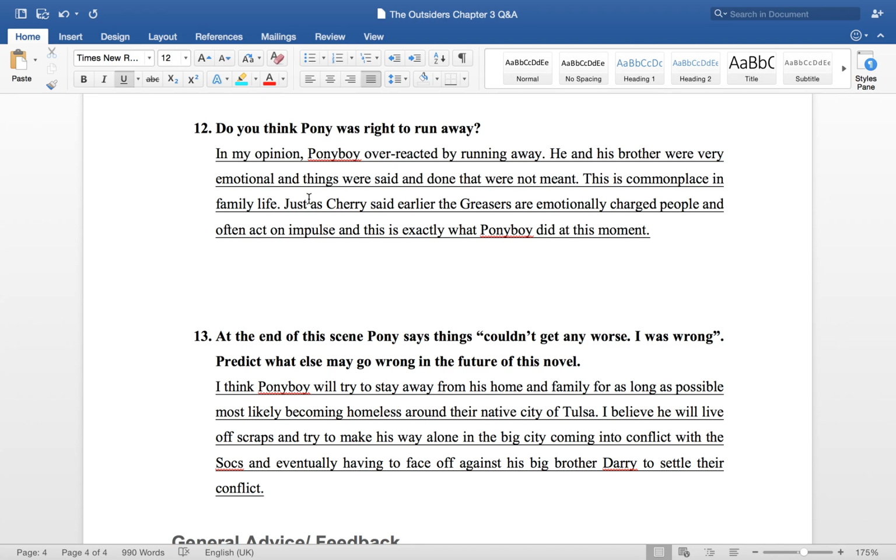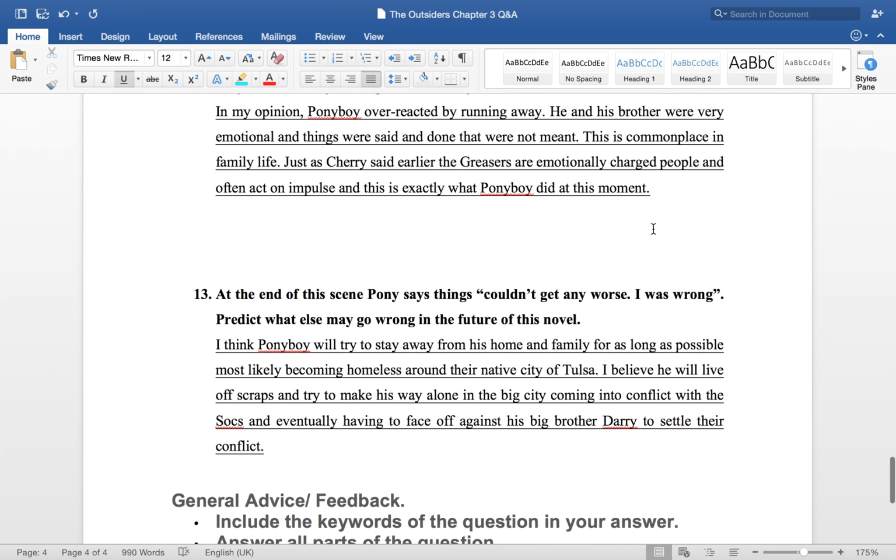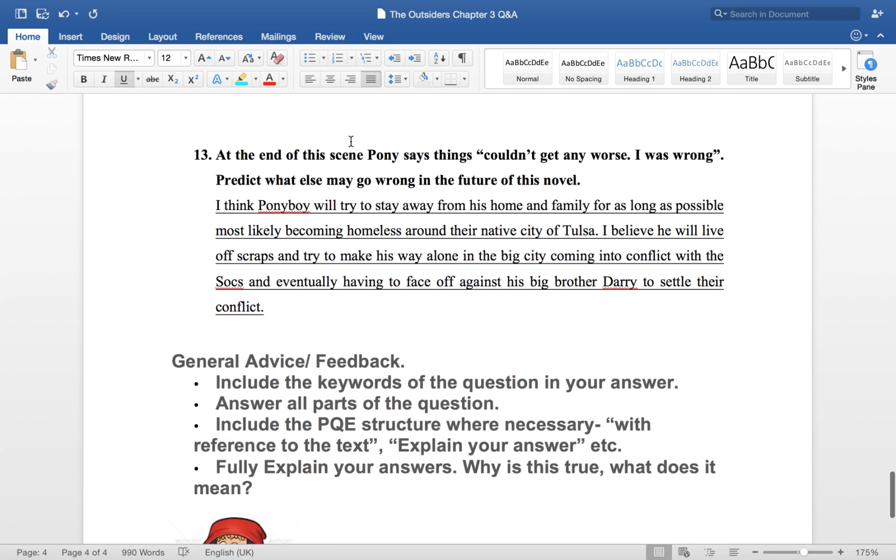It happens all the time. Just as Cherry said earlier, the Greasers are emotionally charged people and often act on impulse. And this is exactly what Ponyboy did at this moment. He was emotional. He acted on the spur of the moment. We all do it.